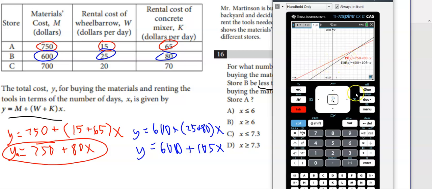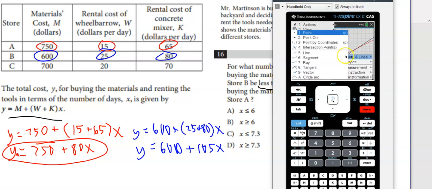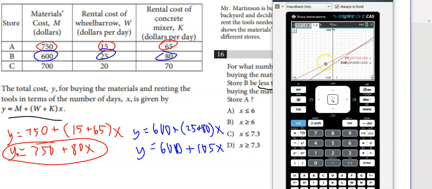So let's find that point of intersection here. So menu, geometry, points and lines, intersection point. So it does come in handy to know how to find that intersection point. And it looks like it says 6, comma, and then that's just some value there, but we don't really care about that value as much as we care about the 6. So I know it's one of these. It's definitely not one of those. So when is B less than A? I would say when X is smaller than or equal to 6. So A would be the correct answer.